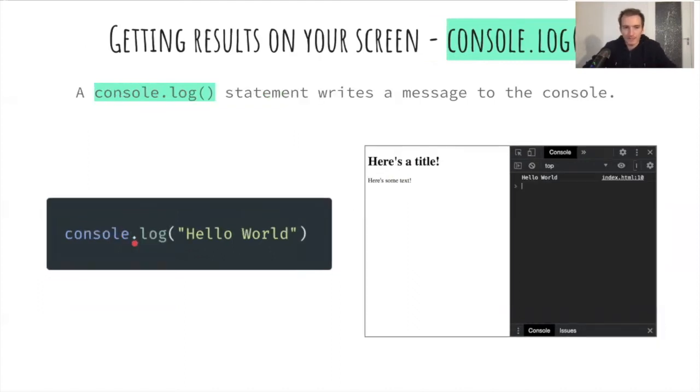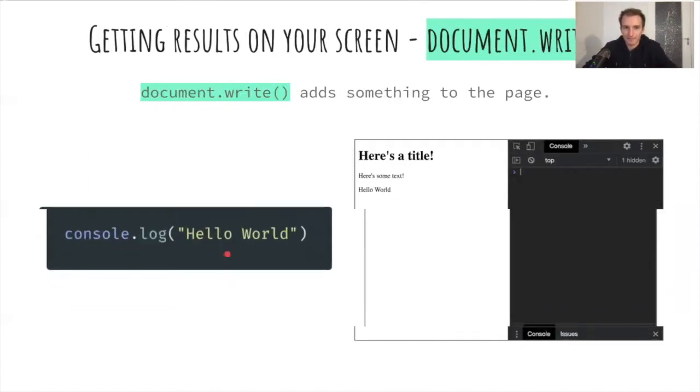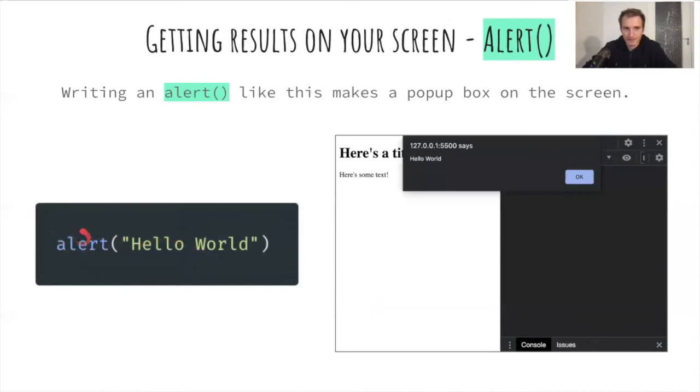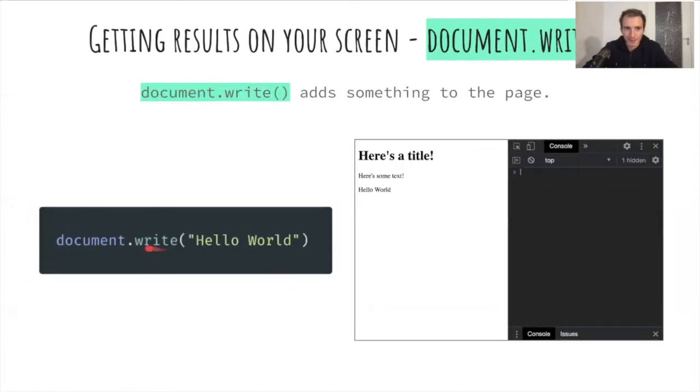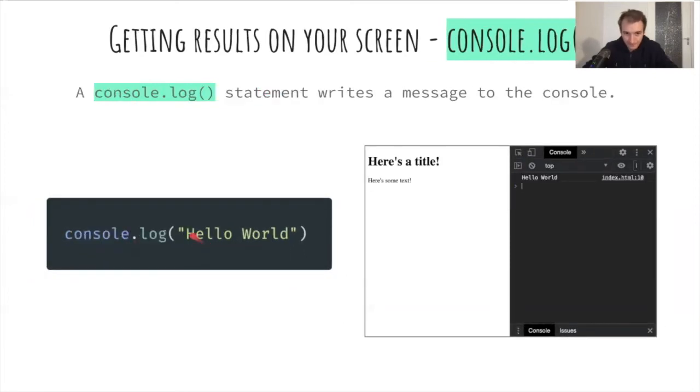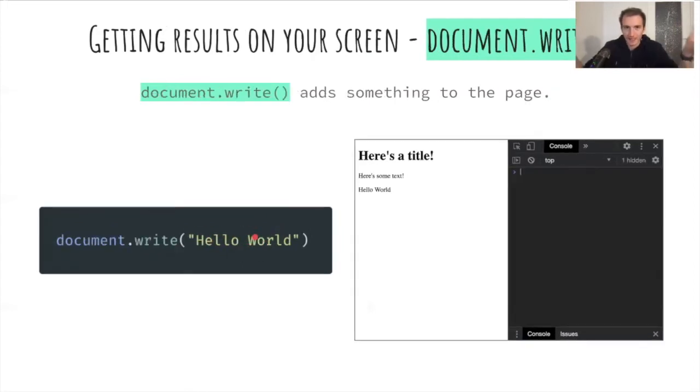So again, all of these three are broadly the same in terms of we have some sort of lettering here that describes what we're doing: alert, console.log, document.write. And then we're just leaving a message inside that. And these three ways of getting results on the screen do it in slightly different ways. Document.write will add whatever we put in these brackets to the end of the document.